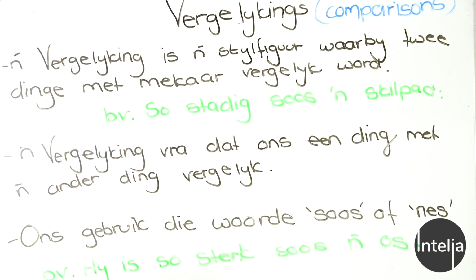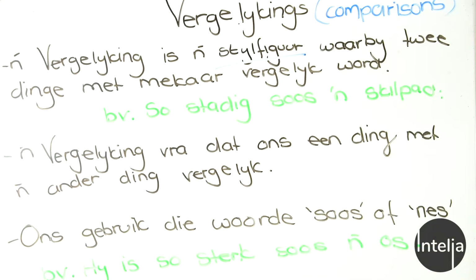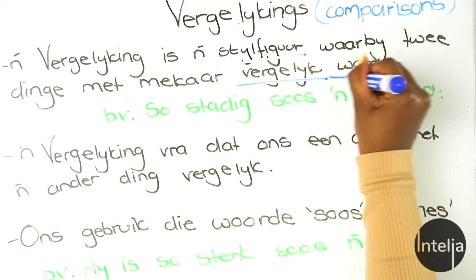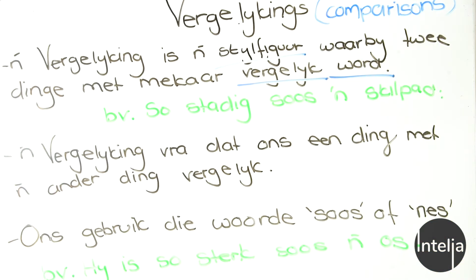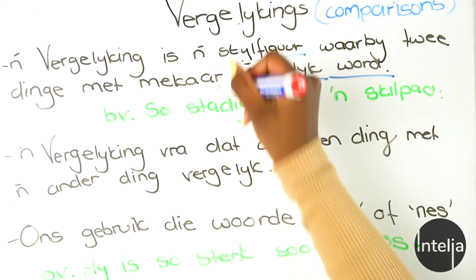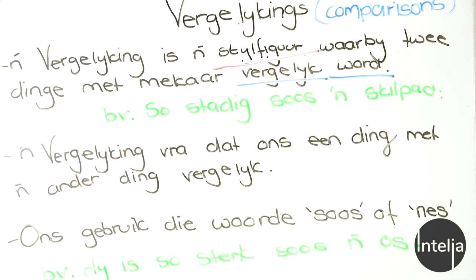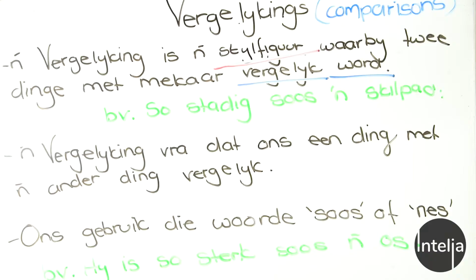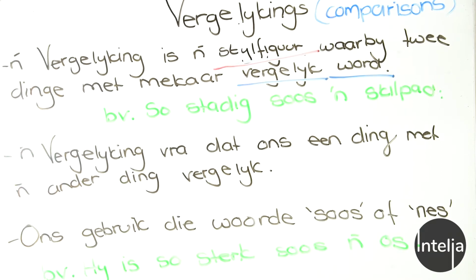A vergelyking is 'n stylfiguur waarby twee dinge met mekaar vergelyk word. Okay. So, 'n vergelyking is 'n stylfiguur waarby twee dinge met mekaar vergelyk word. So, a comparison is a style figure whereby two things are being compared to each other.